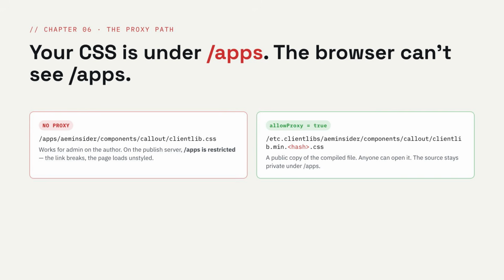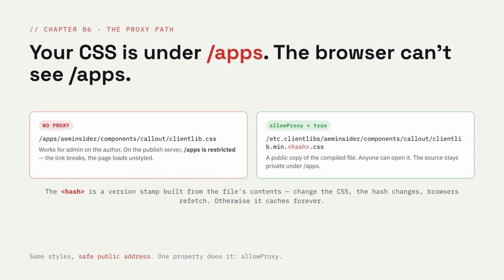So that is the answer. The URL says /etc.clientlibs only after you switch allow proxy on. Until then, it says /apps like ours does right now. Let's switch it on and watch the URL change.